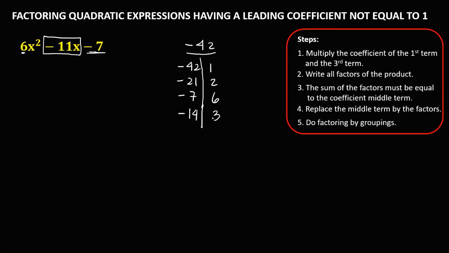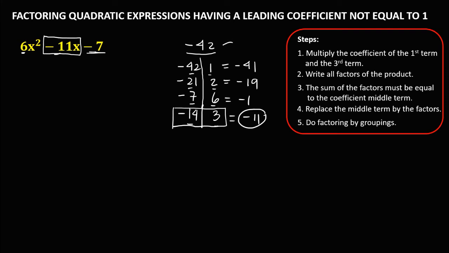14 times 3. So these are the factors of negative 42. Then add all the factors. So we have negative 42 plus 1, this one is negative 41. Then negative 21 plus 2, this one is negative 19. Negative 7 plus 6, that's negative 1. And negative 14 plus 3, this one is negative 11. So since the middle term is negative 11, therefore these are the factors of negative 42.